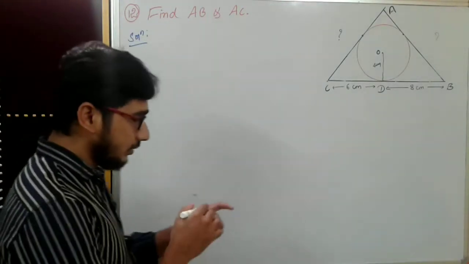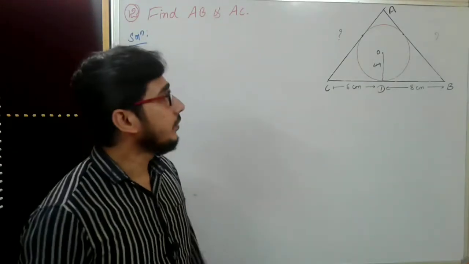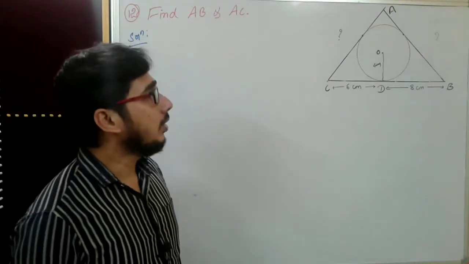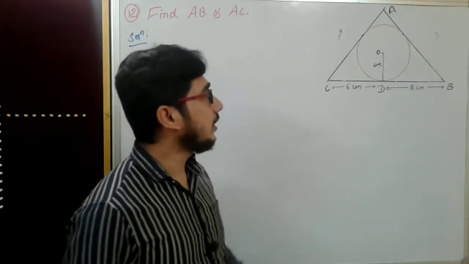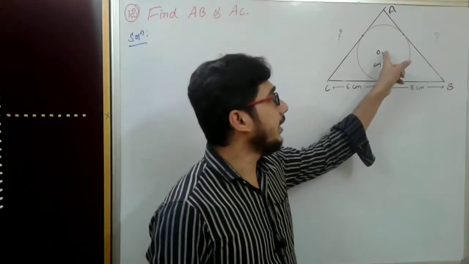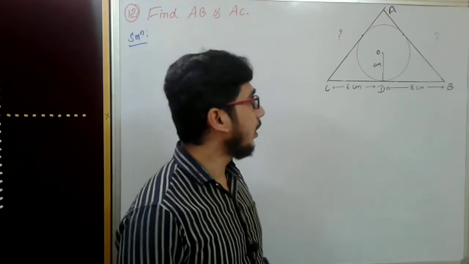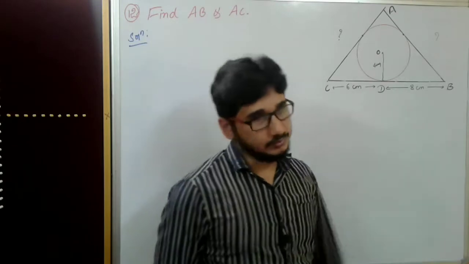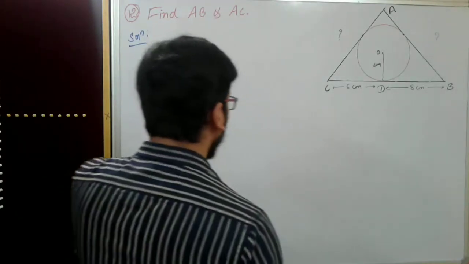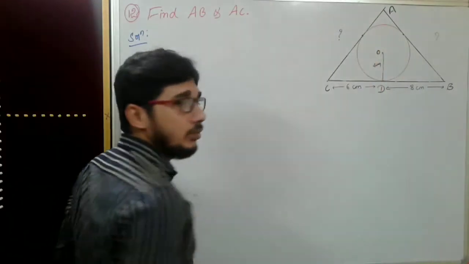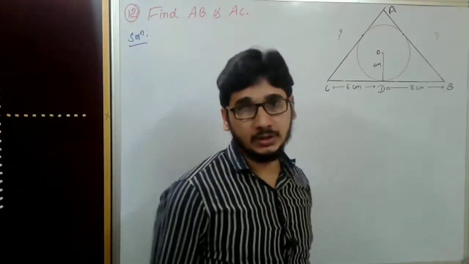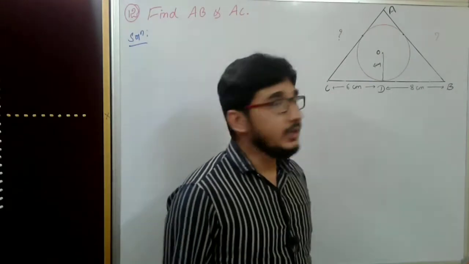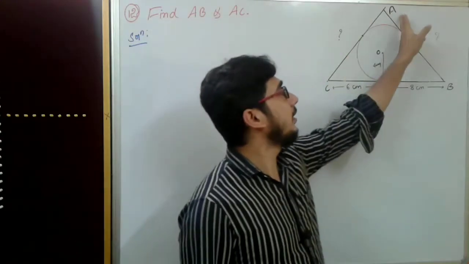See what question is given. I'll tell by looking at the figure itself. ABC is a triangle circumscribing a circle, and O is the center of the circle. The radius OD is 4 centimeter. CD is equal to 6 centimeter and BD is equal to 8 centimeter. We have to find AC and AB.